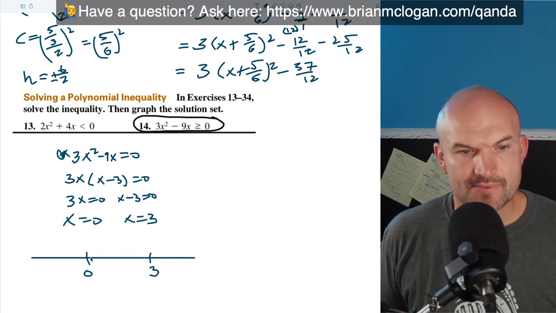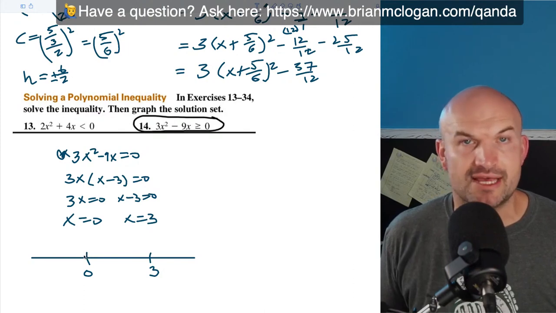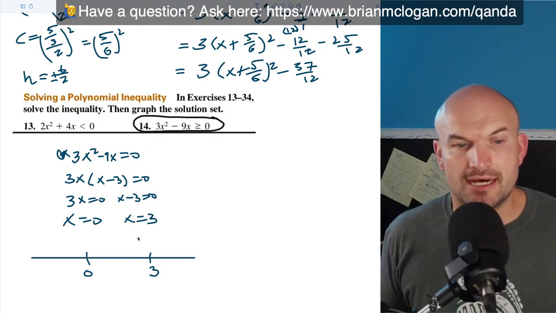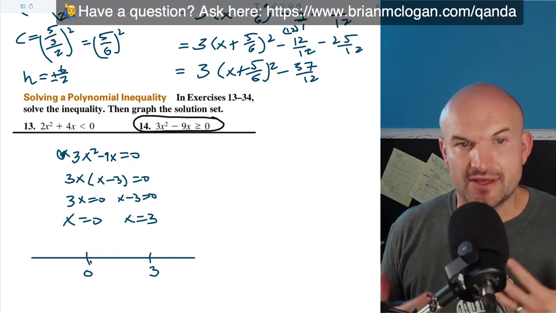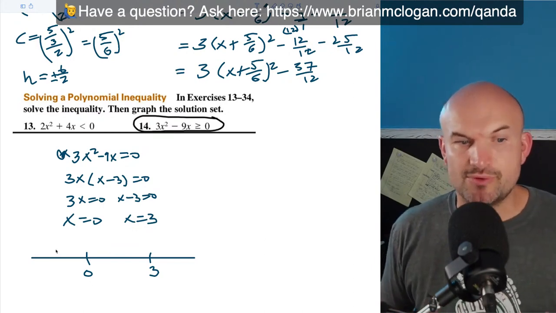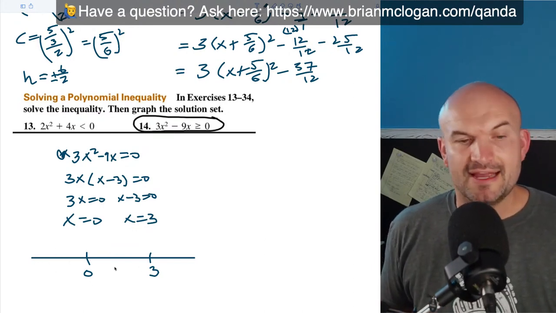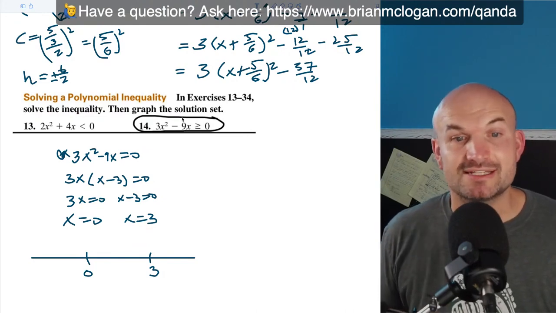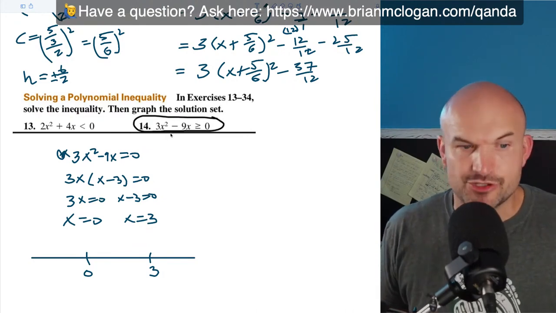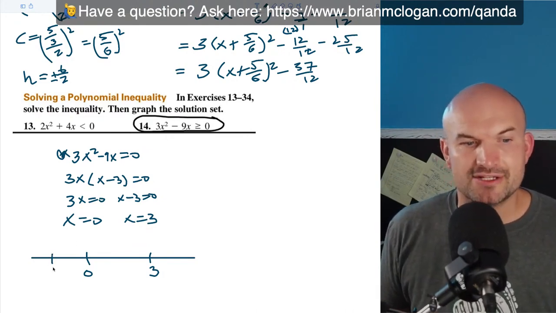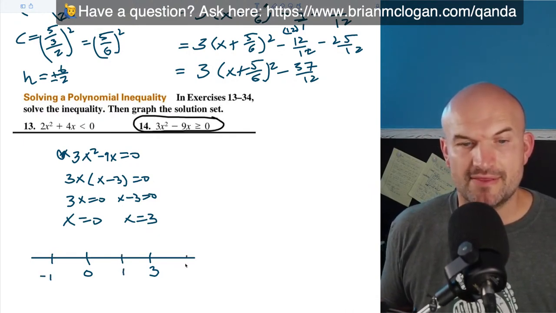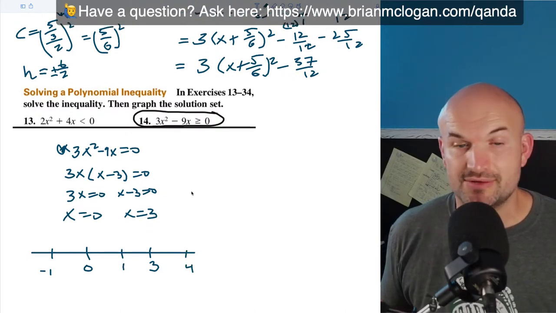Now what we need to do is use a test point to see whether it's going to be positive or negative. Because when we plug in a value between these values here, if that value is positive, then we can say the solution set is going to be positive. Like, that's going to make that true. So let's go ahead and pick some points. Let's do -1, let's do +1, and then let's do 4. And let's check it out and see what works.